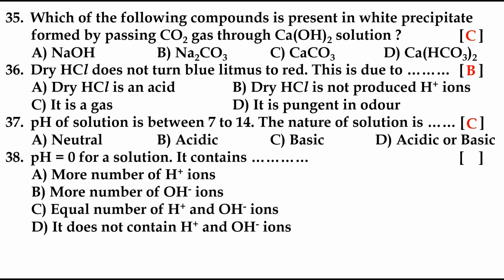38. pH is equal to 0 for a solution. It contains dash. A. More number of H plus ions, B. More number of OH minus ions, C. Equal number of H plus and OH minus ions, D. It does not contain H plus and OH minus ions. Answer is option A. More number of H plus ions.